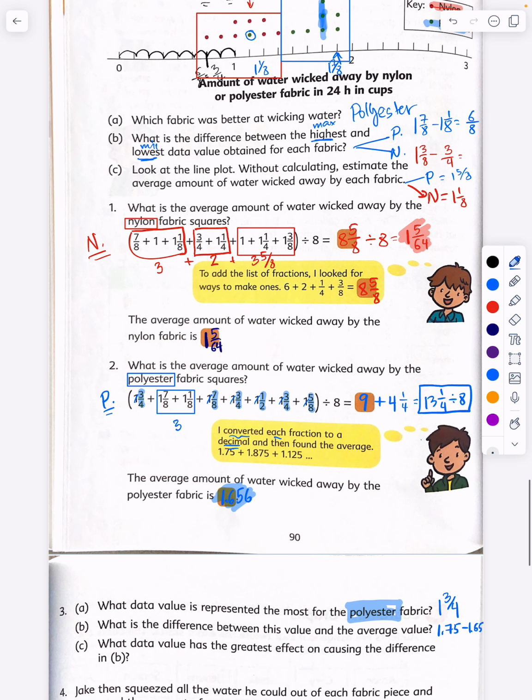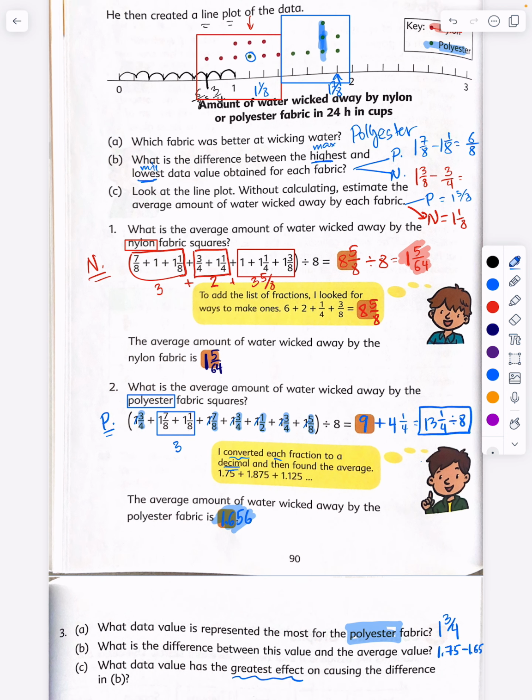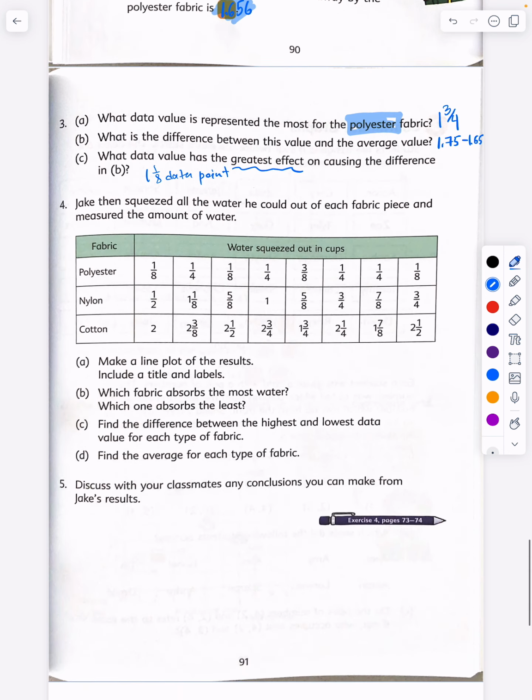Now, what data value has the greatest effect on causing that difference? I personally think it's that outlier. It's that outlier measure when we collected so little water for a polyester sample. So I would say the only thing that really skews our average is this outlier of 1 and 1/8 data point. I hope you understand how we read the graphs, the line plots, the simple visualizations. In the next lesson, we will build our own.